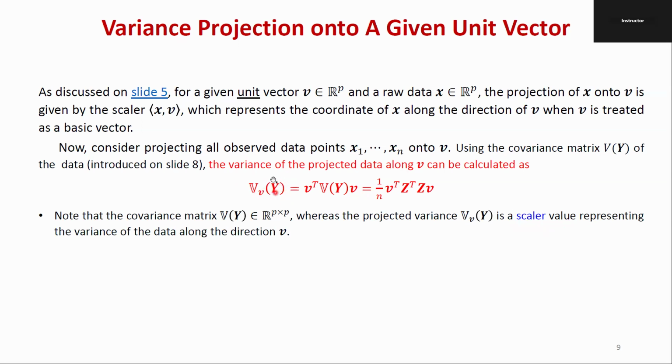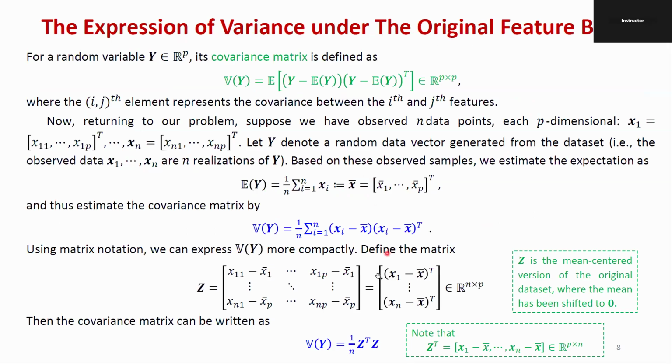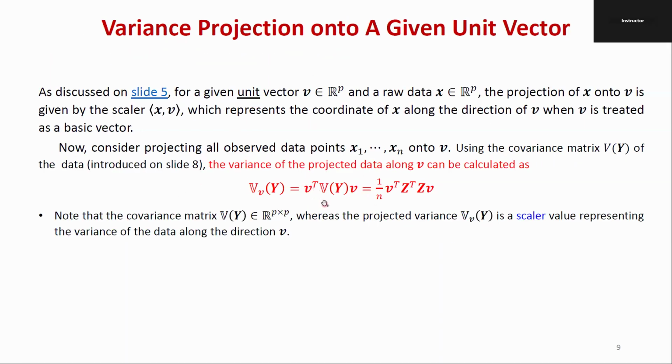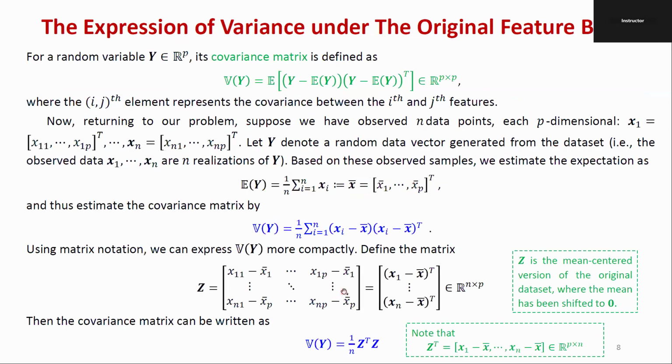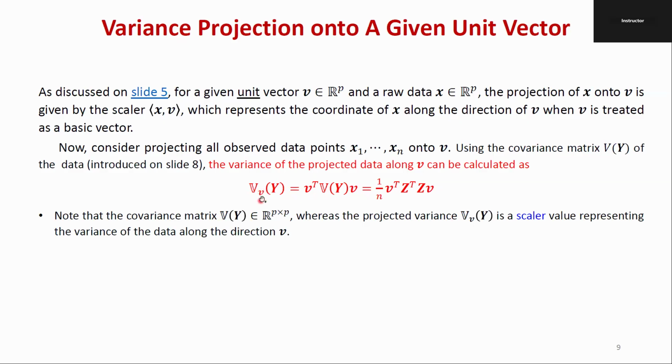Why? Because this Y is actually a vector here. It's not a matrix, although the whole Y here is a covariance matrix. But the covariance matrix means you're going to project it onto different bases. But if I give you a specific direction, a specific basis, this is going to be a scalar representing the variance of the data along the specific direction V. So be careful of this point.